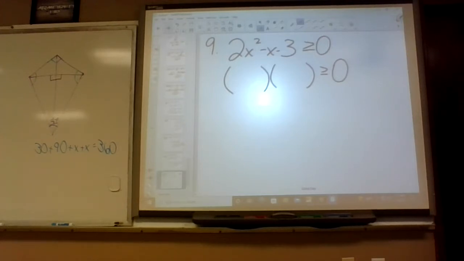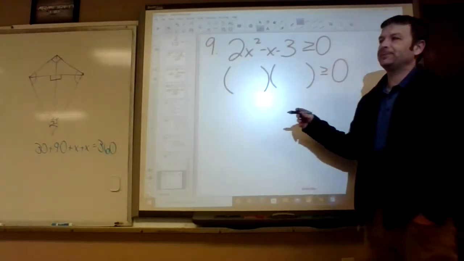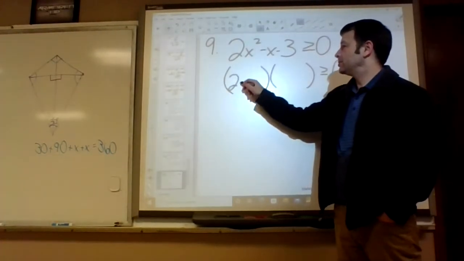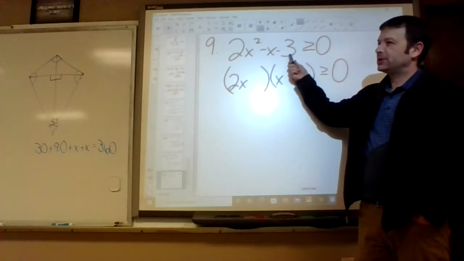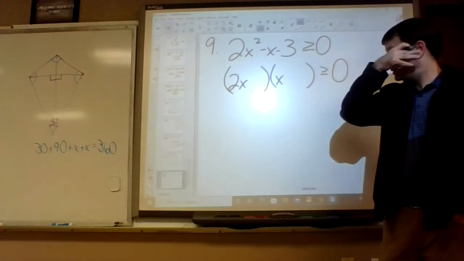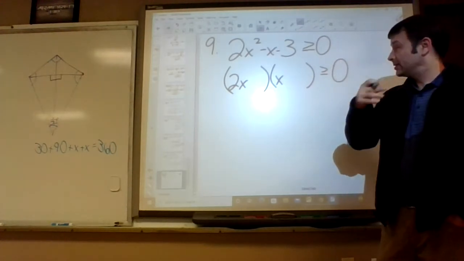Wait, is it asking when it's positive or when it's negative? Is it less than or bigger than? Less than, or it's equal to. X is not equal to 4, because it's on the line. What's going to go in the back? Is it plus 1? Yeah, plus 1 minus 3.